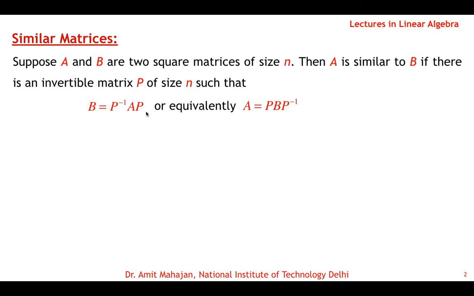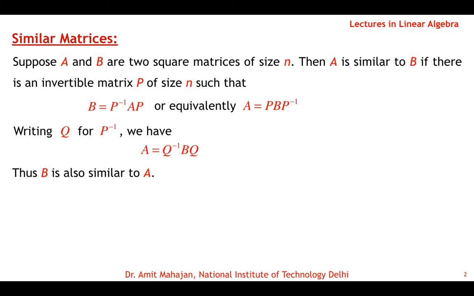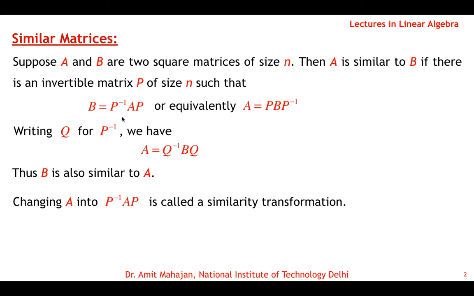Similarly, if A is similar to B, then B is also similar to A, because if we write P inverse as a matrix Q, then P will be Q inverse, and so we can rearrange. Since P is invertible, Q is also invertible, and so we can write A as Q inverse BQ. So the same definition holds, and B is also similar to A. This transformation from A to P inverse AP is called the similarity transformation.